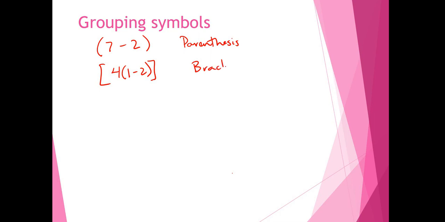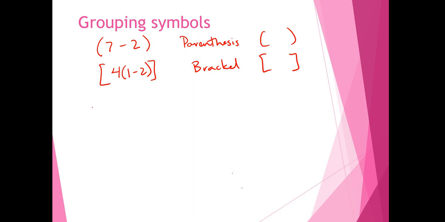Grouping symbols, several ways to show grouping. One is with a parentheses, maybe grouping 7 minus 2 inside a parentheses. Sometimes we use a bracket. Again, that can be used for a simple grouping symbol, or sometimes we use it when we have a group within a group. So we use the parentheses inside and the brackets. So these are parentheses, and this is called a bracket. And those all go under that first category of PEMDAS.